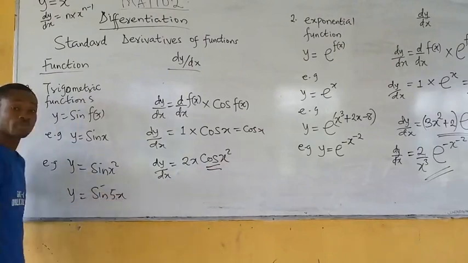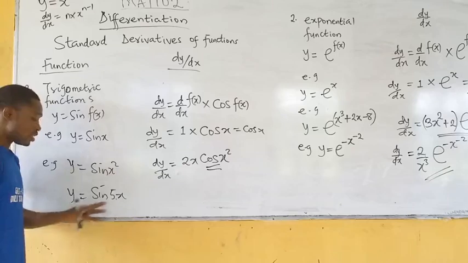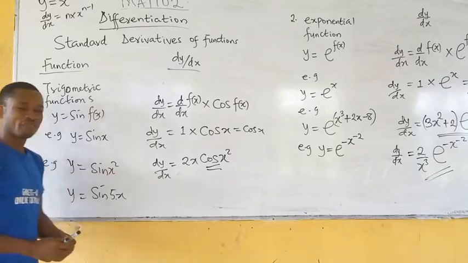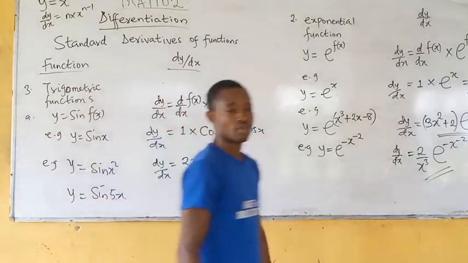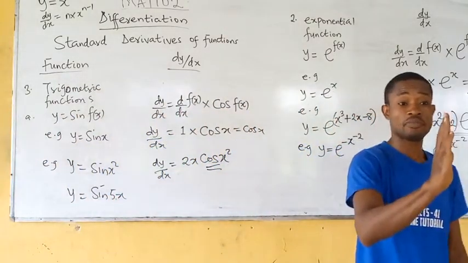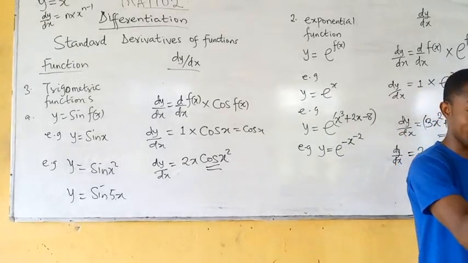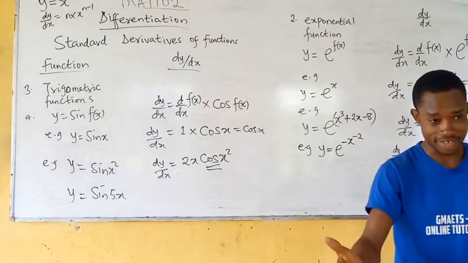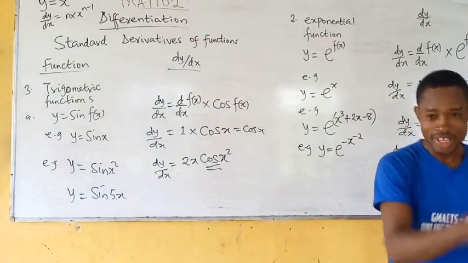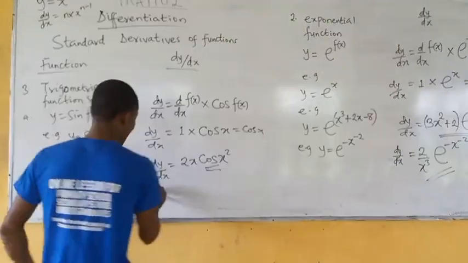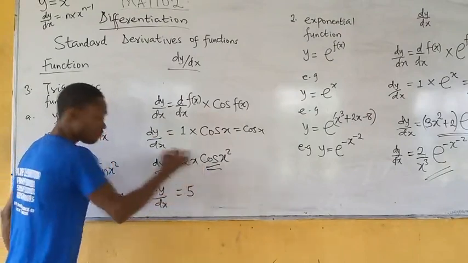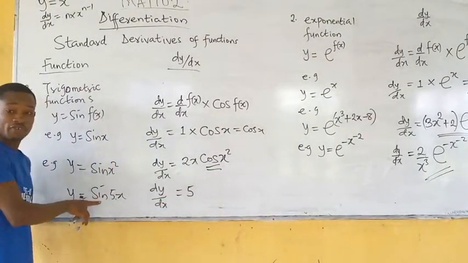Y equal to sine 5x. Maybe a minor function here. If you differentiate 5x, what would you get? 5, because you only differentiate the x there, is that not so? Which will give you 1. 1 times 5 will give you what? 5. Am I complicating? So the derivative of 5x, which is the minor, divide the x, will give you what? 5. Then you proceed and differentiate the major.